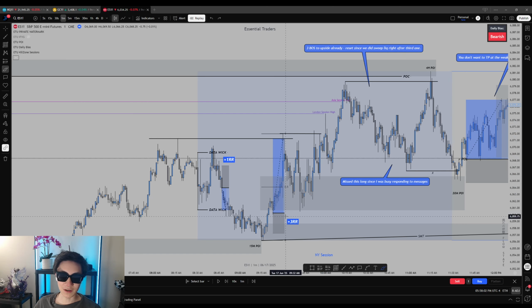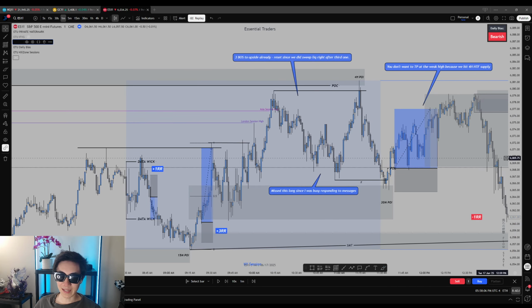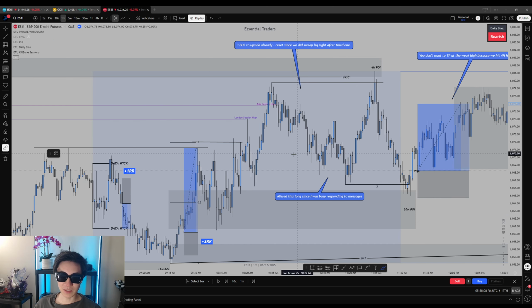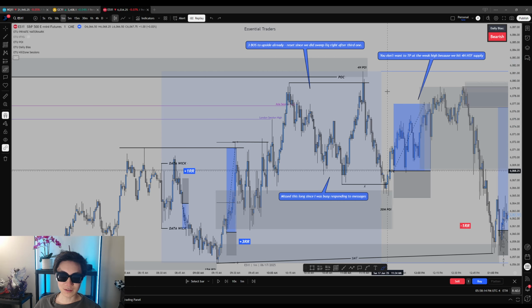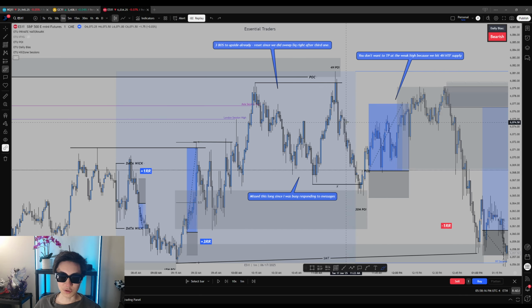But obviously, I tell everyone you want to take the initial setup for the most part, because that is going to give you the best price and best trade management. Now, after we take out London session high, take out Asia session high, we tapped into the 4-hour supply. This is where you can look for shorts.